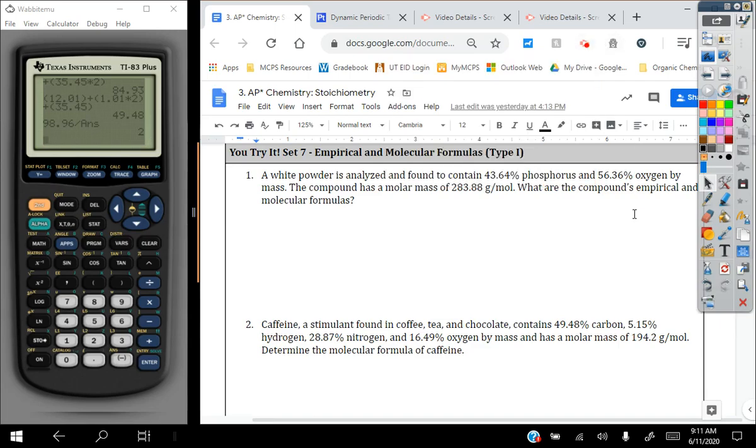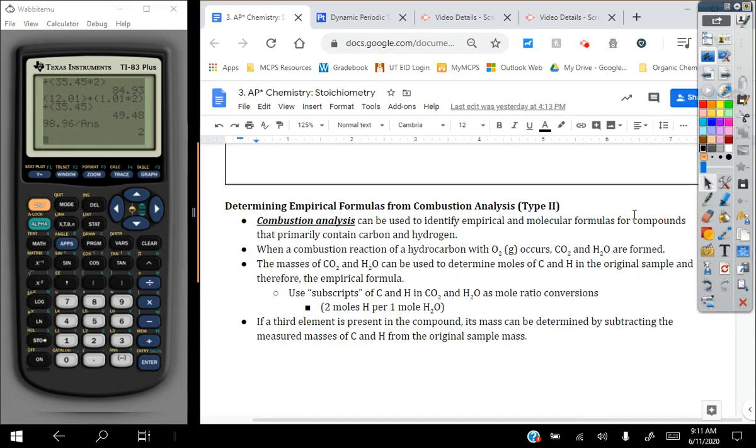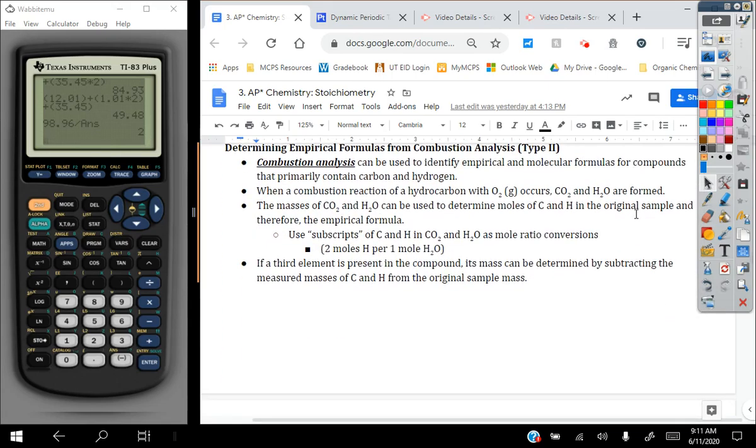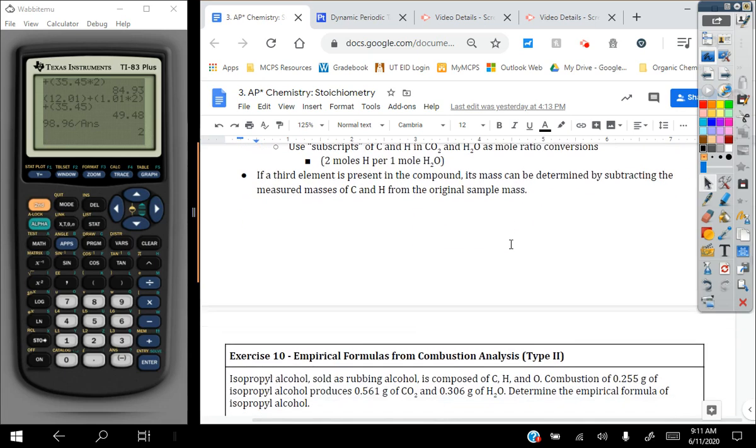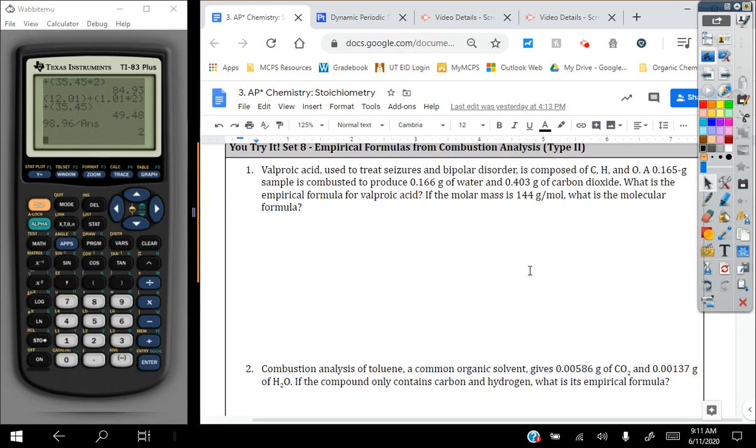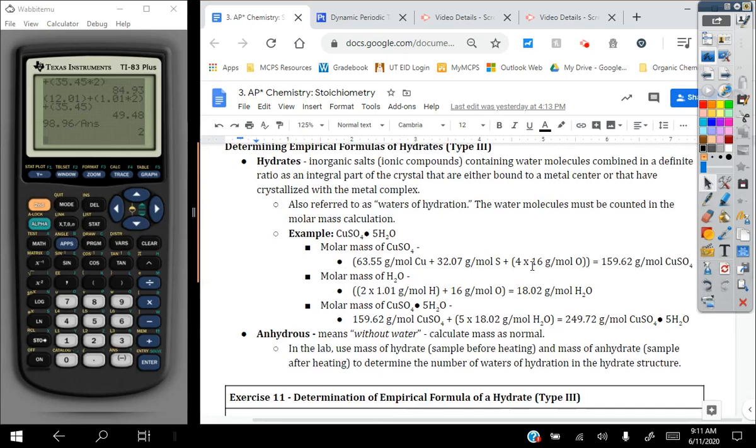Those ones particularly deal with finding empirical formulas from combustion analysis. So we're going to have to look at masses of other compounds such as carbon dioxide and water, and then use those to figure out our empirical formula. And then we're also going to look at empirical formulas of hydrates. Typically, the first lab of AP Chem that we have our students do is finding the empirical formula of a hydrate. So doing a problem like this will actually prepare you for an upcoming lab.